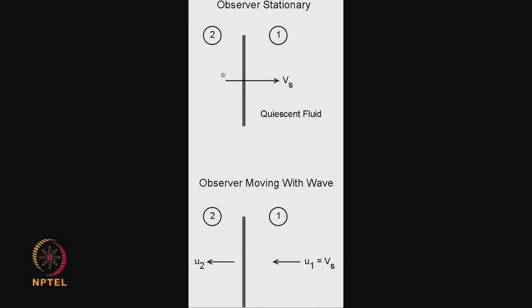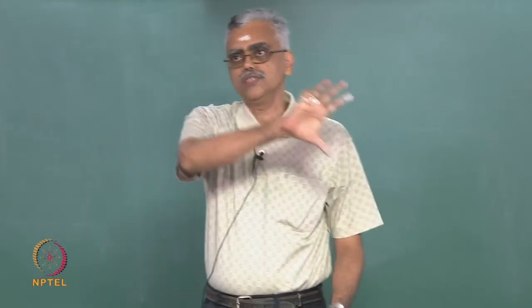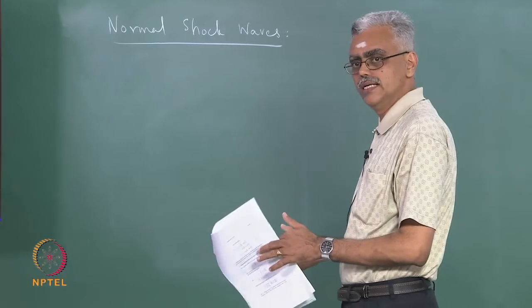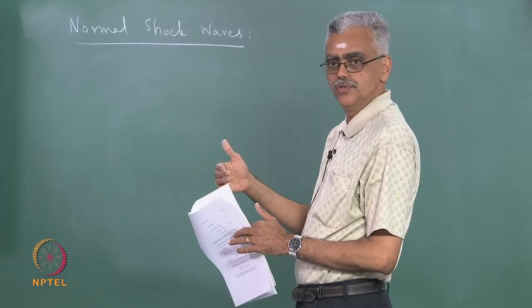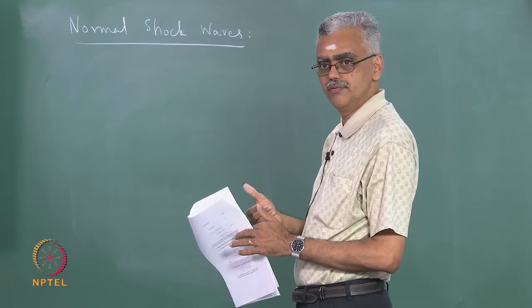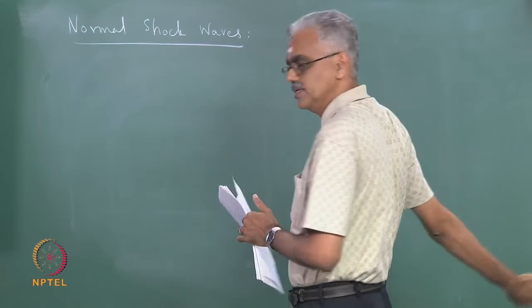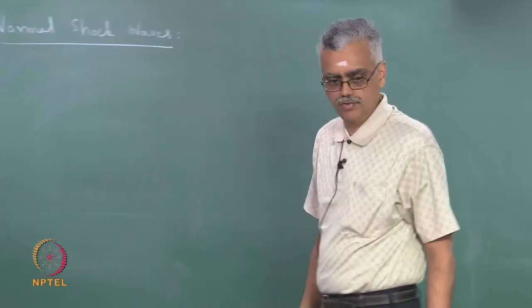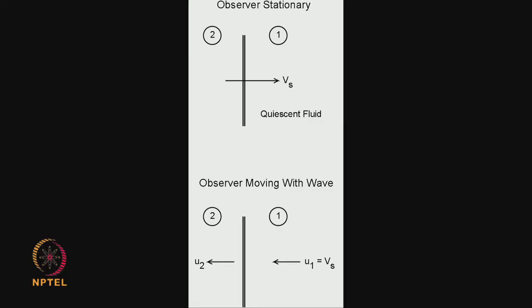Now, just like what we did before, as the wave moves like this, if the observer also starts moving along with the wave, then you see the flow approaching you with the speed equal to the speed of the wave, and you see the flow behind you receding with a different speed. Right? That is the frame of reference that we are going to use as we have shown here.